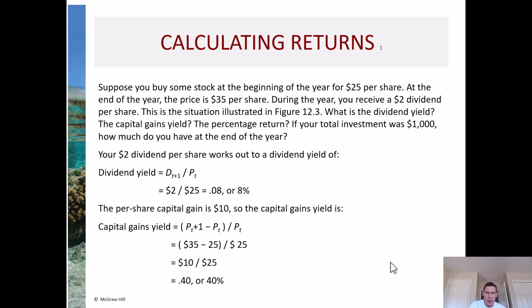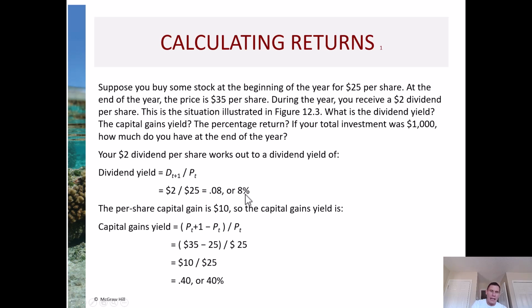If your total investment was 1,000, how much do you have at the end of the year? So your $2 dividend per share works out to a dividend yield of, and then we just plug in our numbers, 2 over the 25. So the 2, of course, is the dividend per share, 25 is the price, and we get 8%.